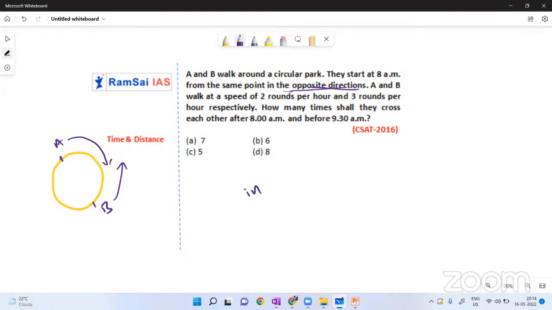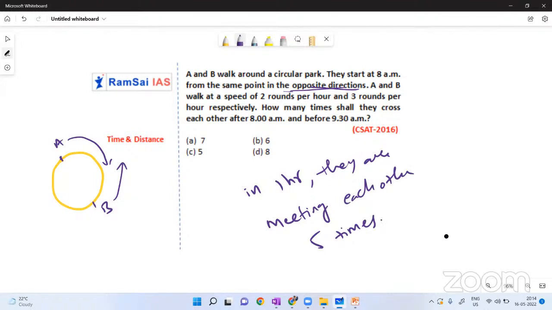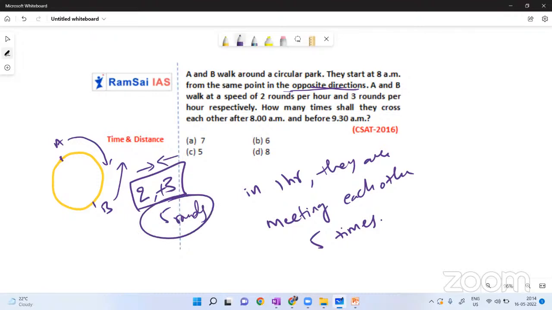So in 1 hour they are meeting each other 5 times. How do you know they are meeting 5 times? Because their speeds are 2 and 3 rounds per hour. So relatively, as they are moving in opposite directions, it will be 5 rounds. So together they are finishing 5 rounds, which means they are meeting 5 times in an hour. Okay, so here in 1 hour they are meeting for 5 times.